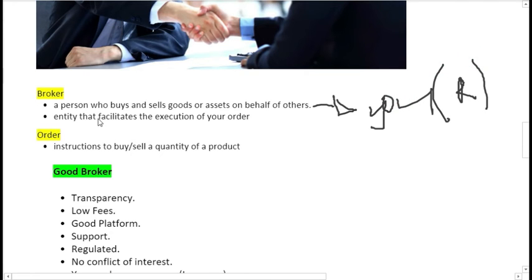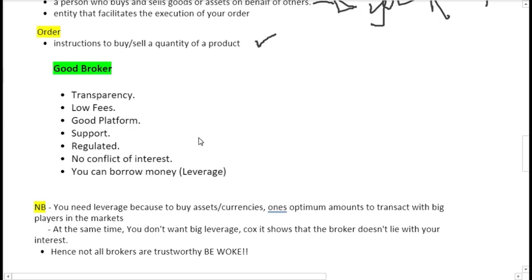Alright, so it's an entity, because nowadays you can't give it to just someone, right? Brokers are entities that facilitate the execution of your trades. You put in your order, they facilitate that, right? They give you leverage, which can be a good thing or a bad thing. We'll explain about that. So an order is the instruction to buy or sell a quantity of a product. I've explained. So the question is, what is a good broker? What can we say about brokers? A broker can be a good broker or a bad broker, right?